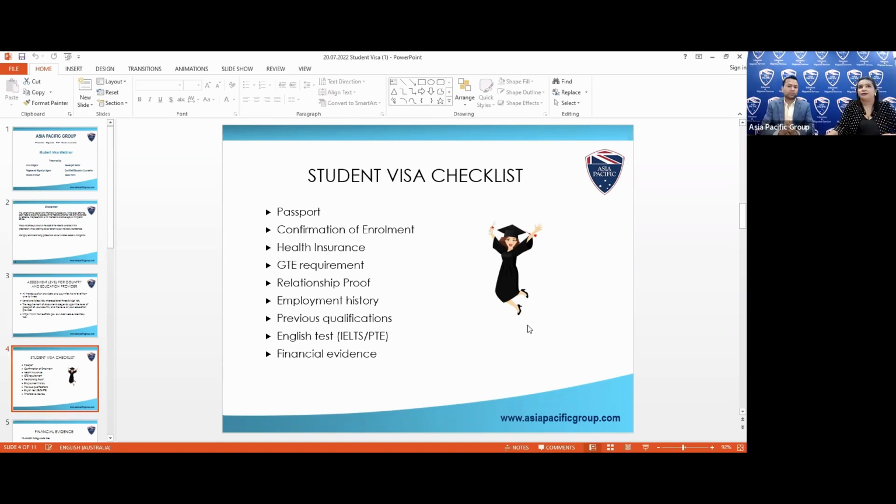Okay, so the basic documents we need are, first of all, identity, which of course is a passport in our case. And then if you want to study, you need proof of education. So basically you need a confirmation of enrollment, or if you are in Australia, sometimes an offer letter also does the job. And for the student visa, you must maintain health insurance, or OSHC.